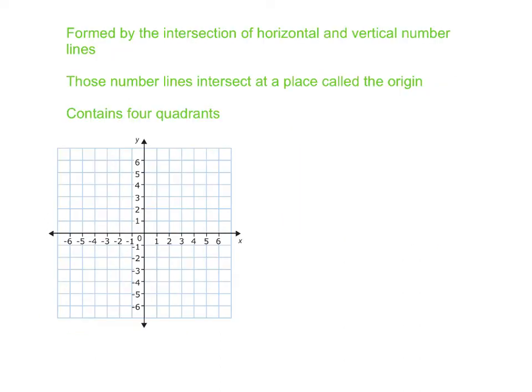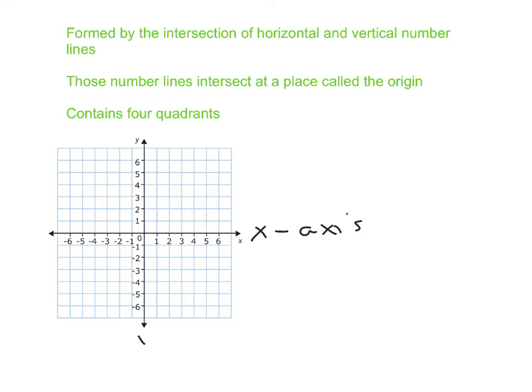All right, so learning about the coordinate plane is arguably one of the most important foundational math lessons we can have. So let's talk about some of the components. It's formed by the intersection of a horizontal number line and a vertical number line, otherwise known as horizontal and vertical number lines. There we go. So we have what we call the x-axis.